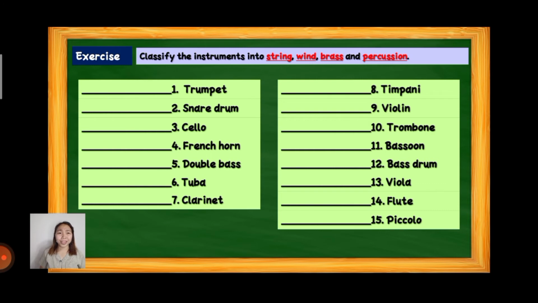Okay, number 1, trumpet. Unsa man ni siya? String, wind, brass, or percussion? Yes, the answer is brass. Okay, how about the snare drum? Okay, asa man na siya nabilong? Yes, percussion. How about the cello, number 3? Okay, string instrument. Number 4, the French horn. Asa man na nabilong nga instrument? Okay, very good sa brass. How about the double bass?